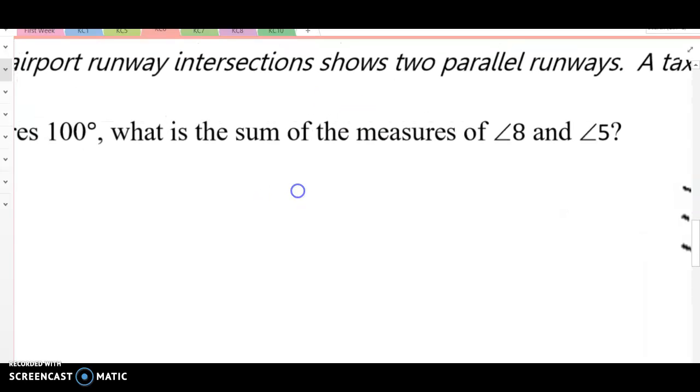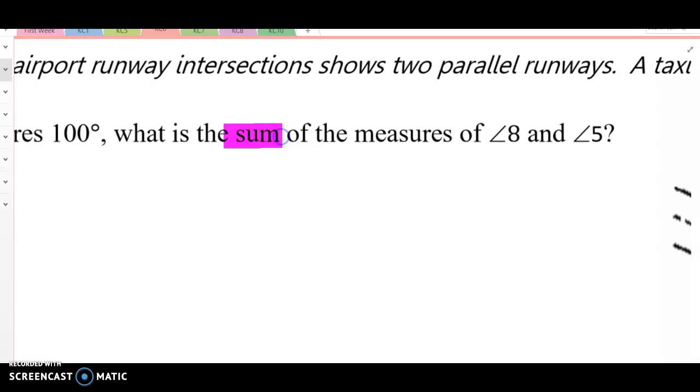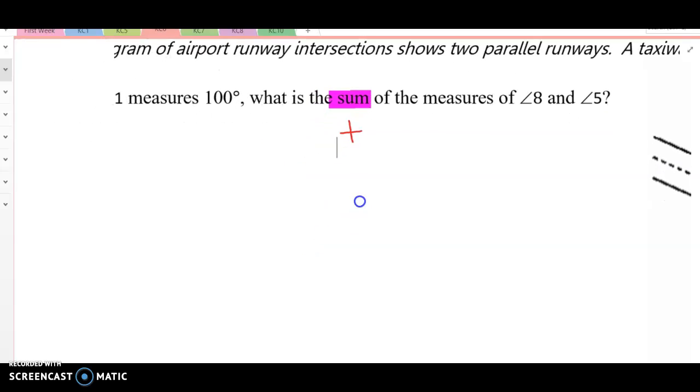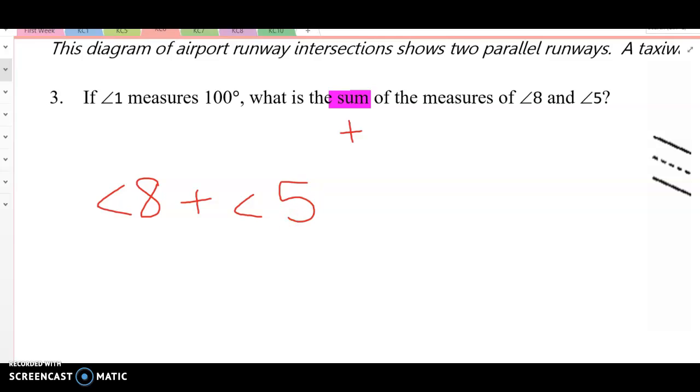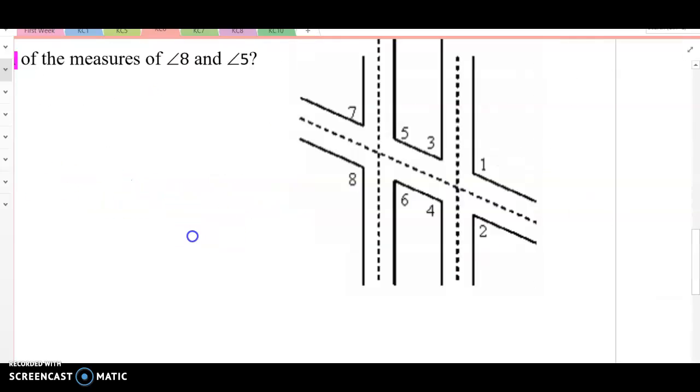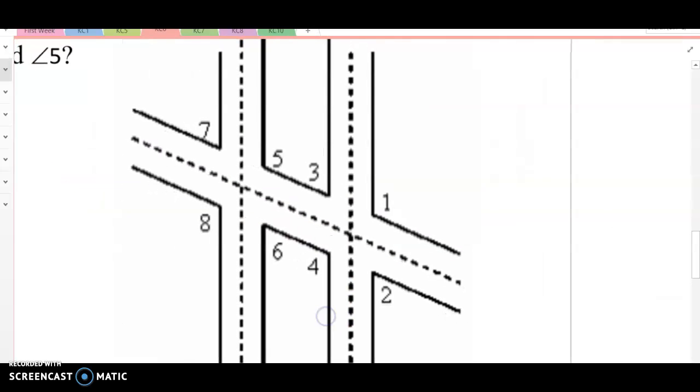So this requires us to think a little bit, well, what does sum mean? So the sum is when you add 2 things together. So we're adding 8 and 5 together, okay? But we have to figure out how many degrees each one of them are. So it tells us angle 1 right here is 100 degrees.